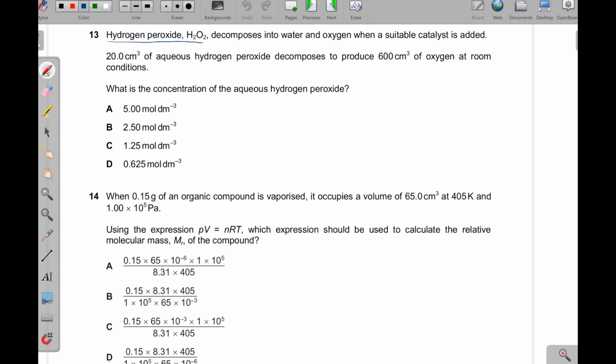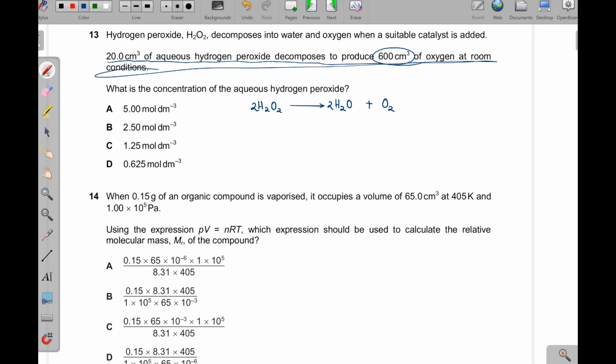Question 13. Hydrogen peroxide decomposes into water and oxygen when a suitable catalyst is added. Let's write that equation. Hydrogen peroxide decomposes into water and oxygen. So I can put a 2 here to make oxygens 2, then plus the 2, there will be 4. So I'll put a 2 here. Oxygen becomes 4, even hydrogen is 4, as it is here. Then they are saying 20 cubic centimeters of aqueous hydrogen peroxide produces 600 cubic centimeters of oxygen at room conditions.